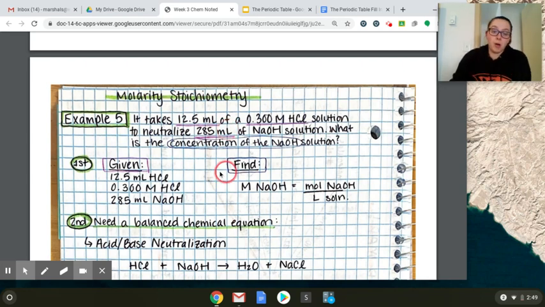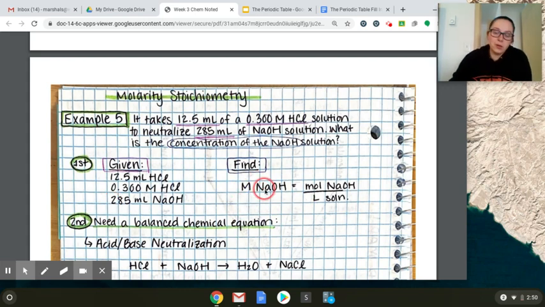First step, always write down what you know. We know 12.5 milliliters of HCl. We know that that solution had a concentration of 0.300 molar HCl. And we know that that neutralized 285 milliliters of NaOH. And it wants us to find our concentration of NaOH.